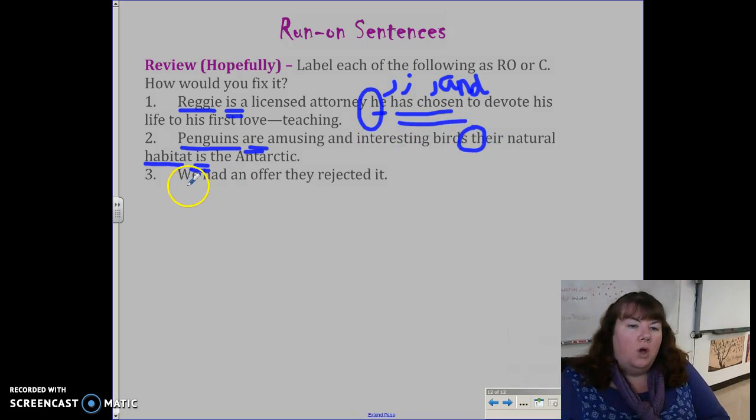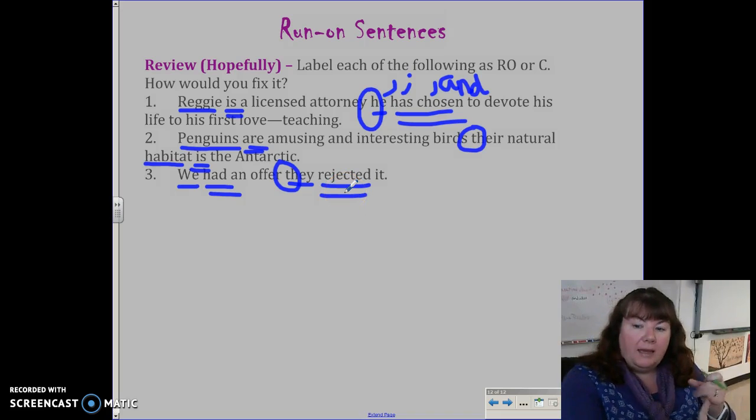Okay, the last one: we had an offer, they rejected it. Again, looking for subjects and verbs, we have two sets of subjects and verbs. Again, looking at how to join them, I would use a "but they rejected it" instead of an "and they rejected it," or a "yet." It sends something a little bit more on the negative side, so it fits in there properly.